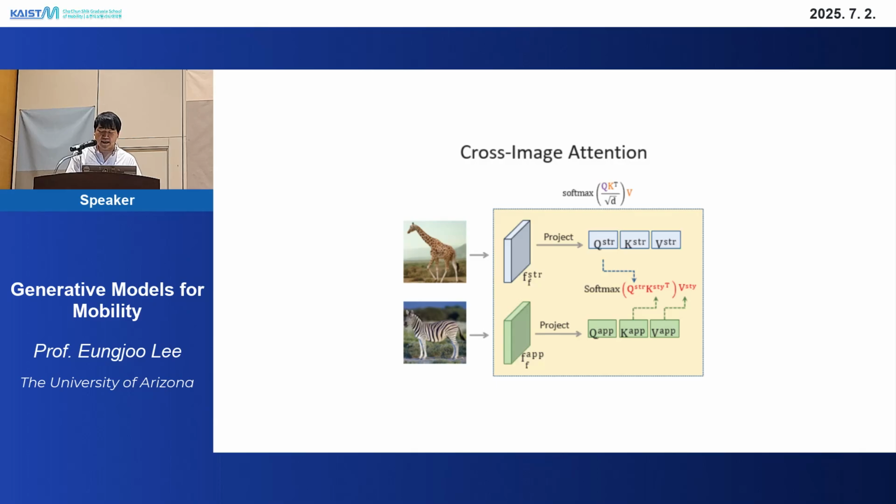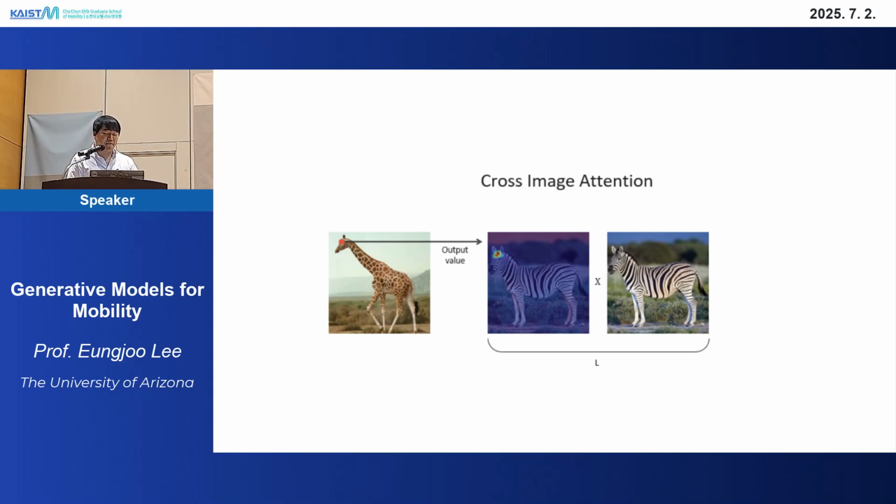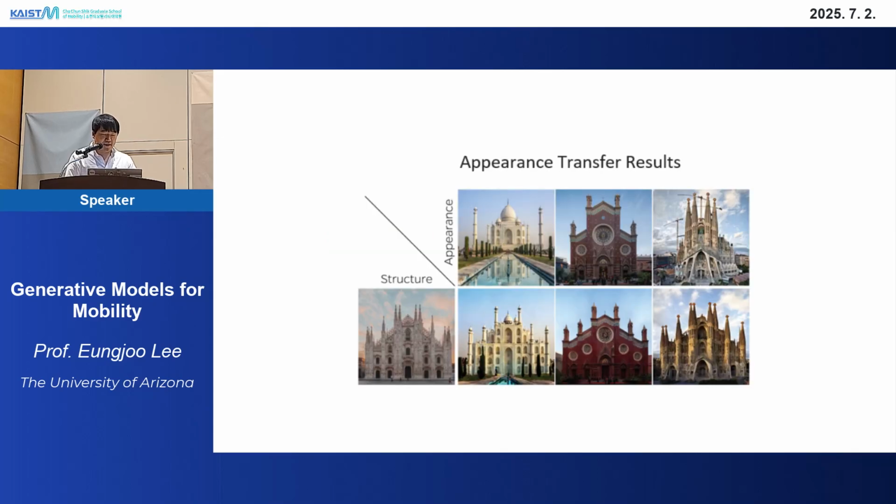And queries, keys, and values are projected separately for each image, which enables the model to relate corresponding regions across inputs. So if you see these images with one another, basically cross-image attention can focus on the same area. So you can focus on the head part in the giraffe and also the zebra. And this cross-image attention helps you achieve paired or better image style transfer.